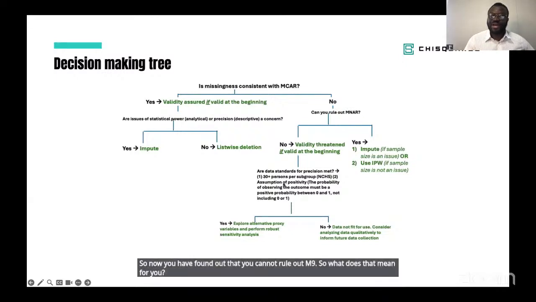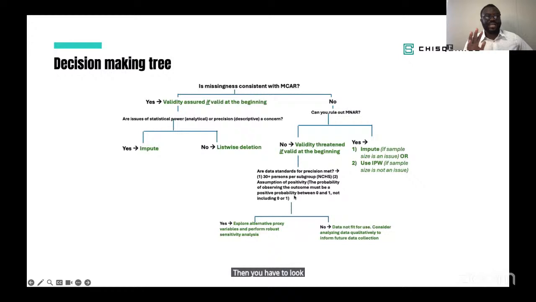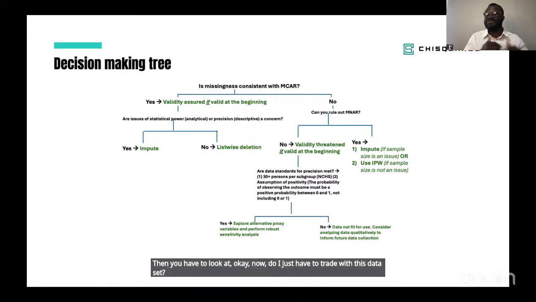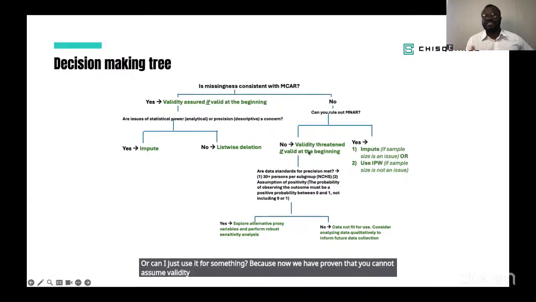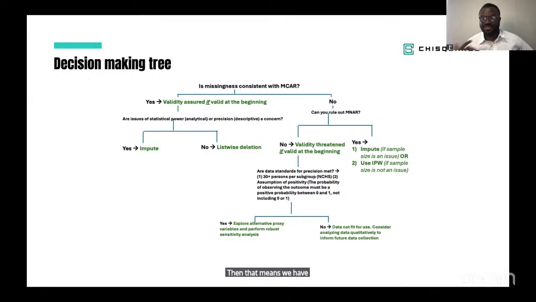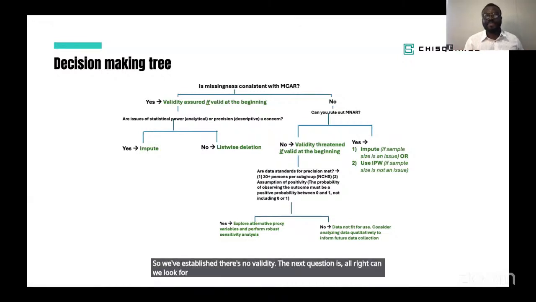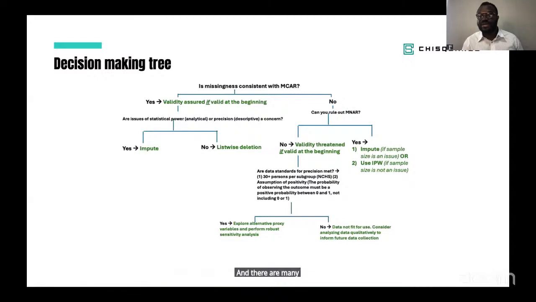Then you have to look at, okay, now do I just have to throw away this data set or can I just use it for something? Now, because we have proven that you cannot assume validity, the next question is, okay, well, I don't care about validity, but is there precision? If there's no validity and there's no precision, then what are we talking about? Then that means we have to toss that data set into the bin. So we've established there's no validity. The next question is, all right, can we look for precision? Is there precision? And there are many standards that we can use to assess precision.